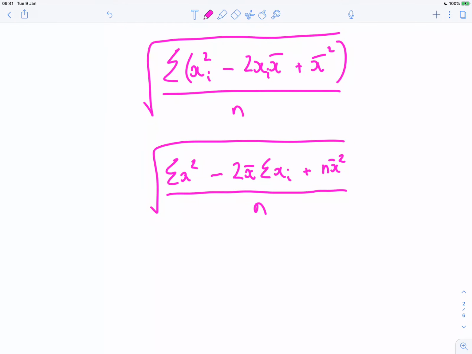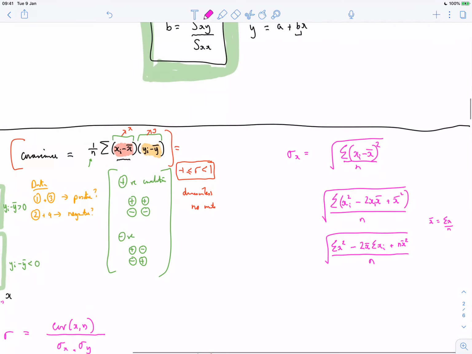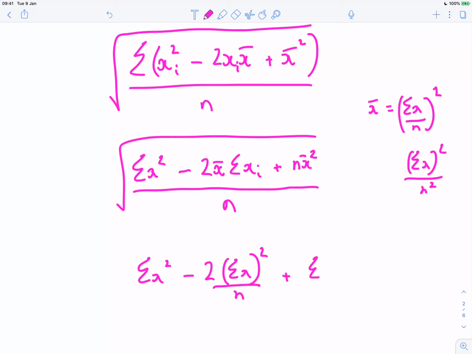Now, X bar is the sum of X over N. So when I put that into there, do I want to get rid of these X bars? I think I do. Yeah, then this becomes the sum of X squared minus two lots of the sum of X squared over N, because I've got a sum of X times sum of X all over N, plus then X bar squared is this thing squared, which is going to be sum of X all squared over N squared, and when I times it by N, that's going to be sum of X all squared over N.